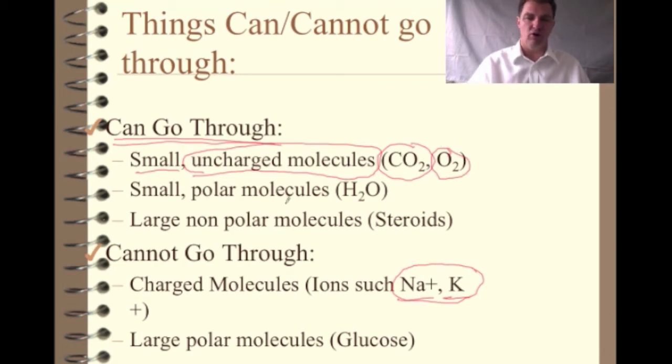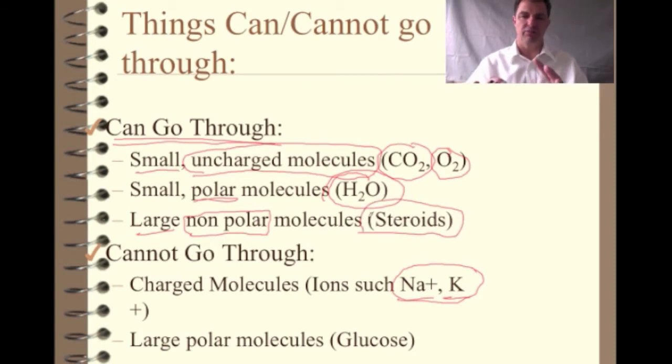Things that are small and polar, okay, so they have a little bit of charge to them. You know, water sticks to itself by those hydrogen bonds. Water can also go right through the membrane as well. Even things that are fairly large, if they're non-polar, so they're lipids, things like steroids, can go right through the membrane. So cholesterol, for example, although it's a big molecule, when it's turned, it's kind of flat. It's like a piece of paper, sort of. So even though it's large like that, it can turn sideways and it can go through the membrane.